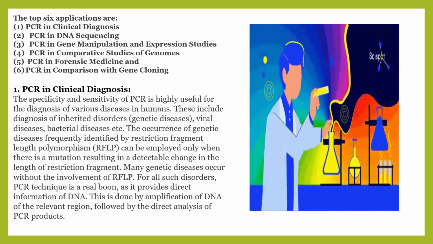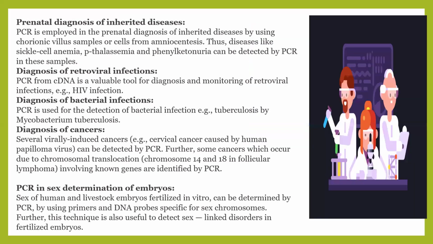So, followed by the direct analysis of PCR products. Prenatal diagnosis of inherited disease. Diseases like sickle cell anemia, thalassemia, phenylketonuria can be detected by PCR in these samples. So different types of diseases, we will acquire the knowledge in the next video.